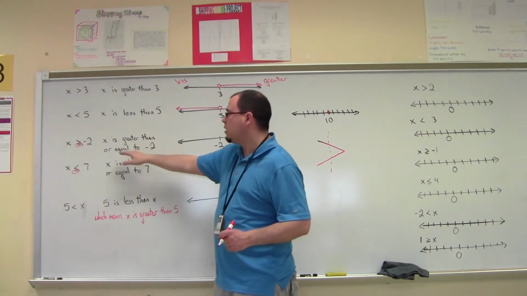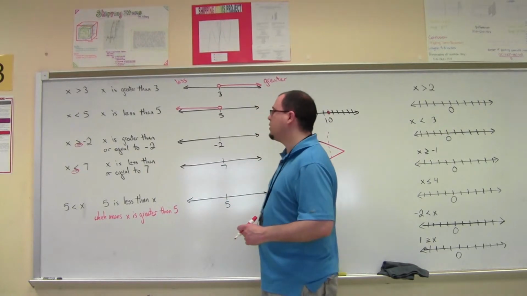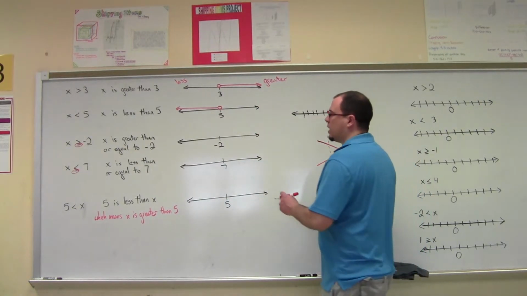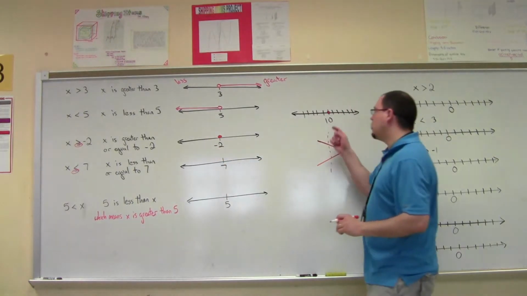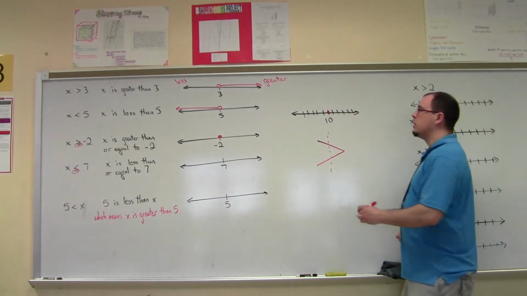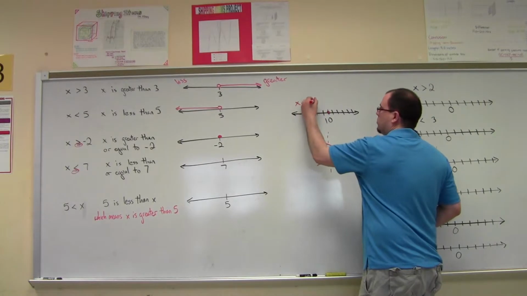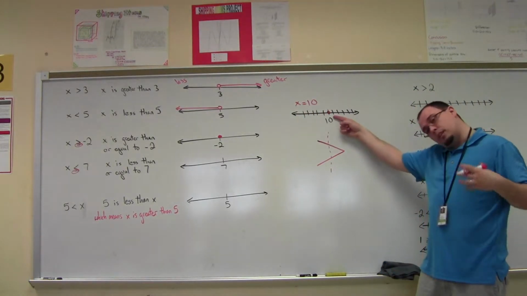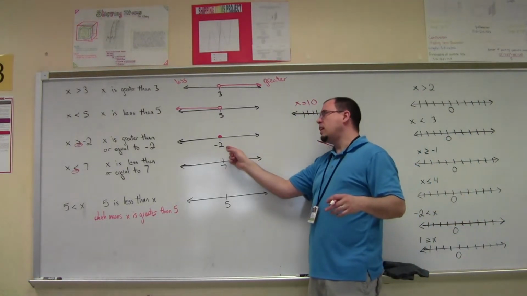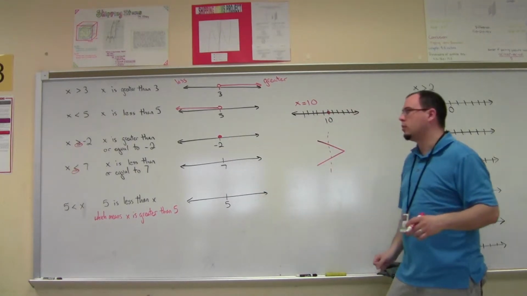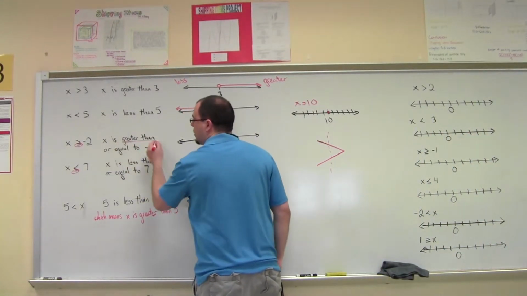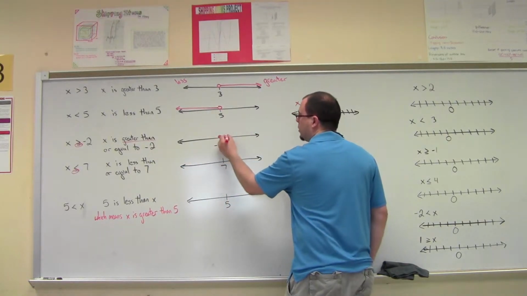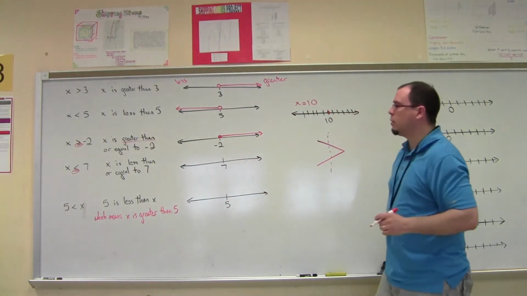X is greater than or equal to negative 2. So because it's equal to negative 2, we can put a closed circle on negative 2, like we would if it was just equal. So x equaled 10 here, so we put a closed circle. X equals negative 2, so we put a closed circle. The thing is, though, not only is it equal to negative 2, it's also greater than. So that means we're going to put our arrow to the right to show that it's greater than.